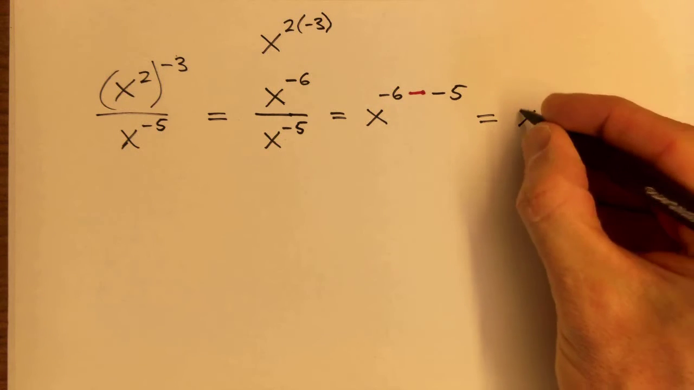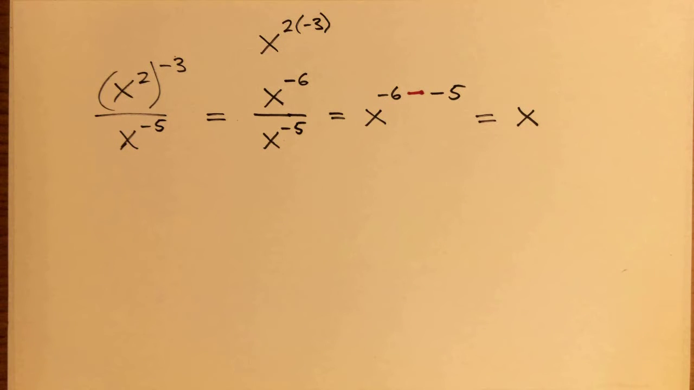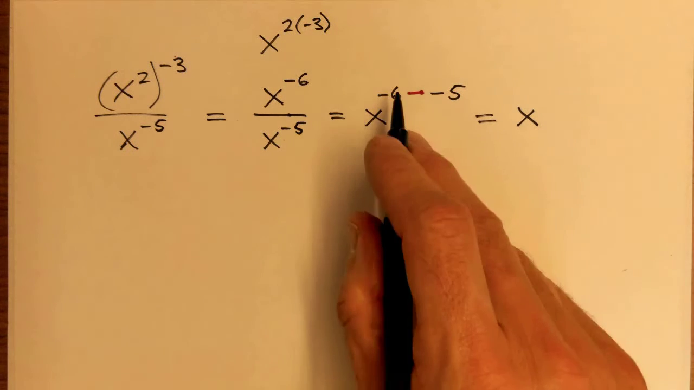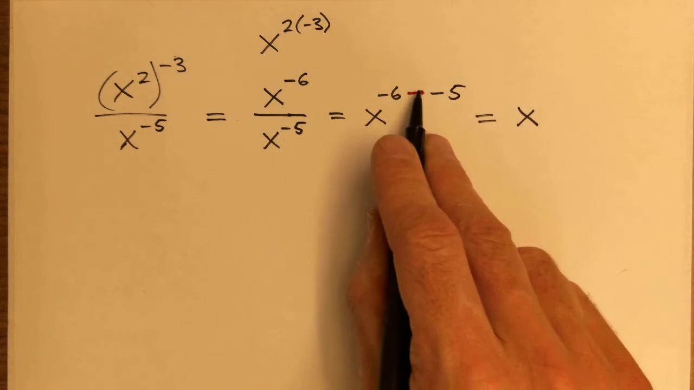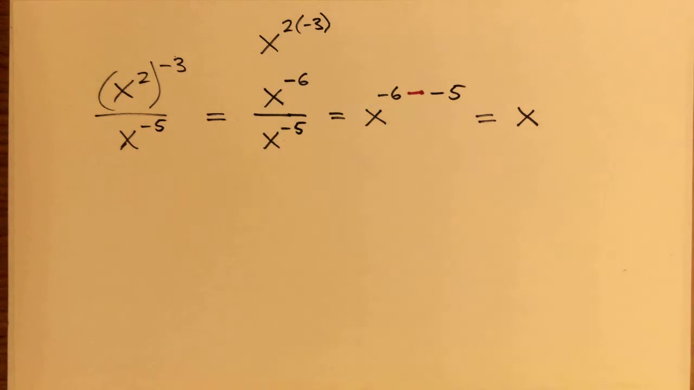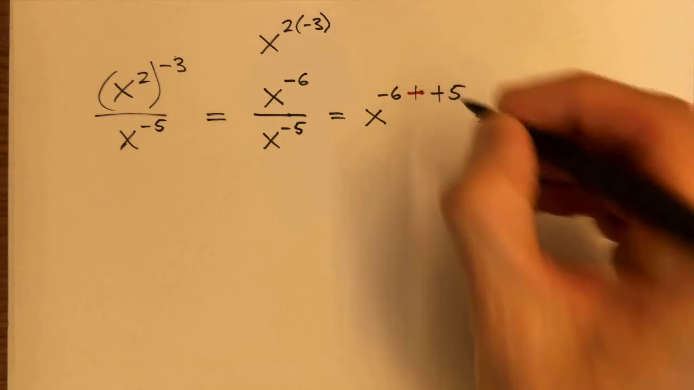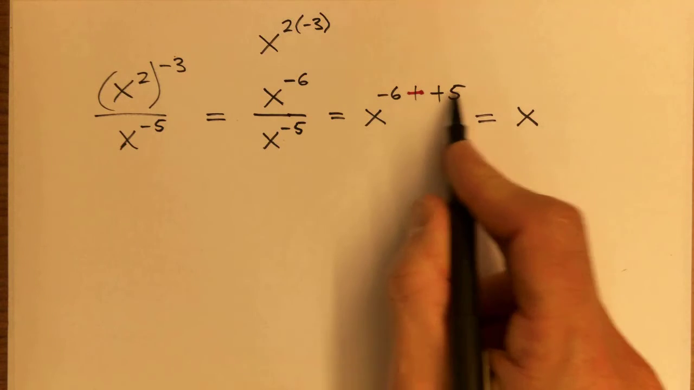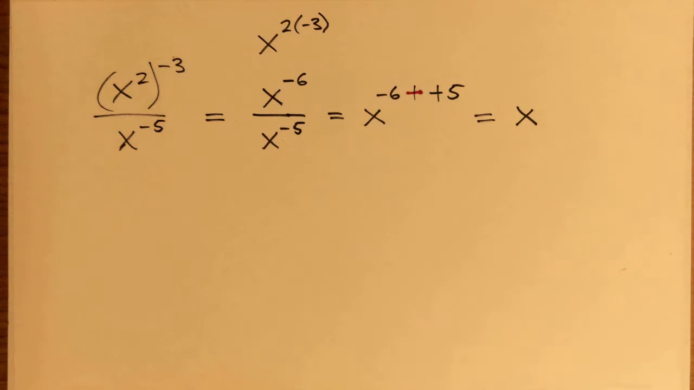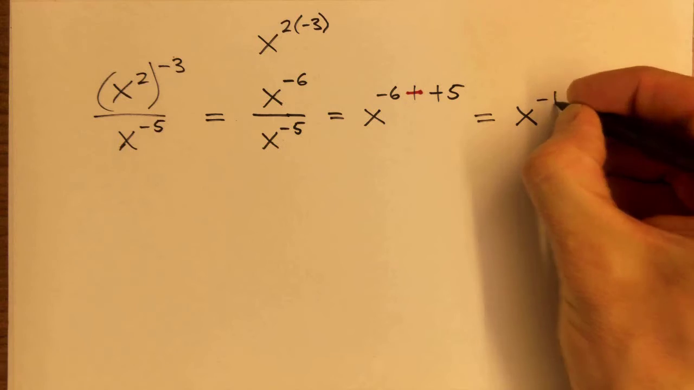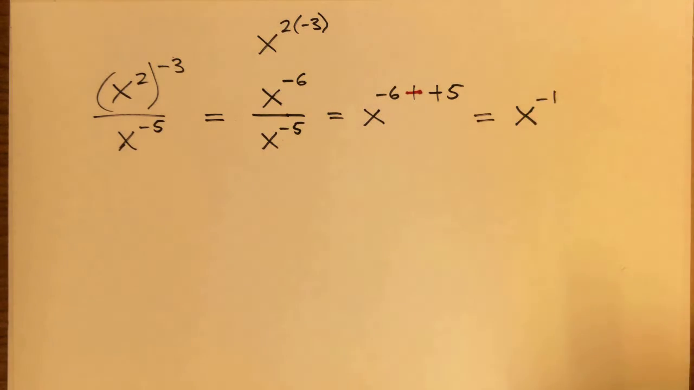Now let's see if we can do that. Negative 6 minus negative 5. When you subtract a negative, it's like adding a positive. So that becomes plus plus. Negative 6 plus positive 5. 6 bad guys, 5 good guys is 1 bad guy. x to the power of negative 1.